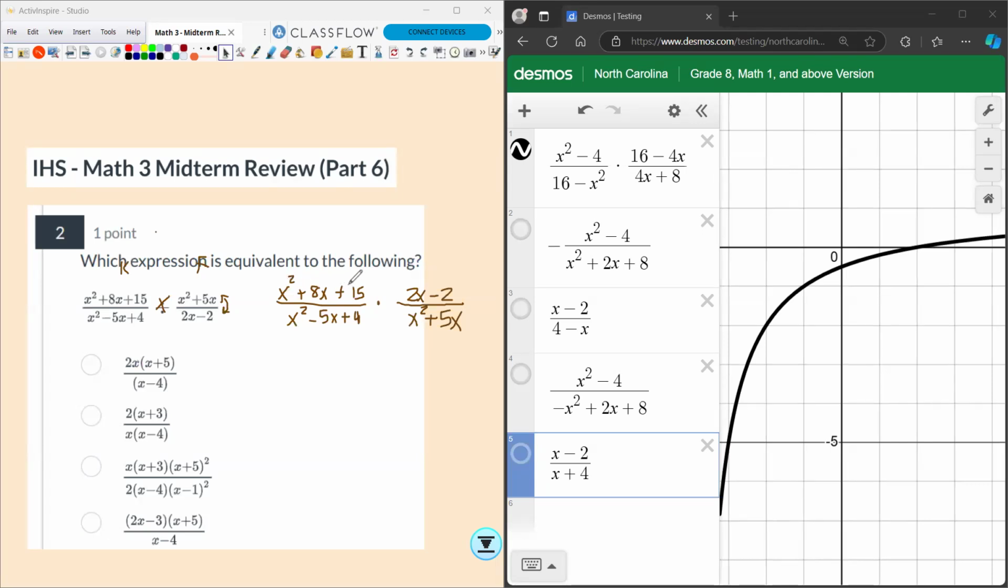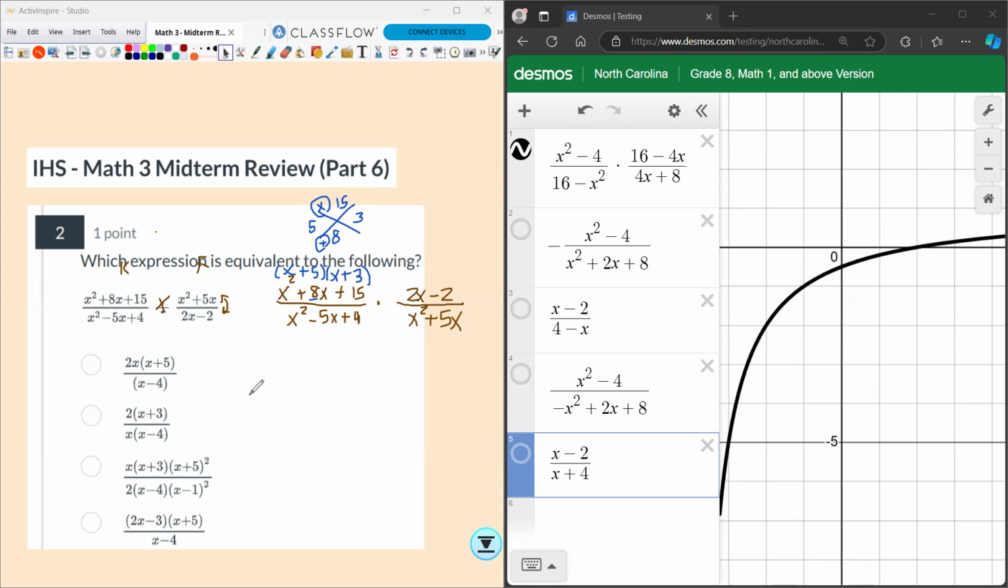This is a trinomial. So what we're looking for is two numbers that multiply to 15 and add to the middle number, which is 8. So in this case here, 5 and 3 will work for that. So your factors would be x plus 5 and x plus 3.